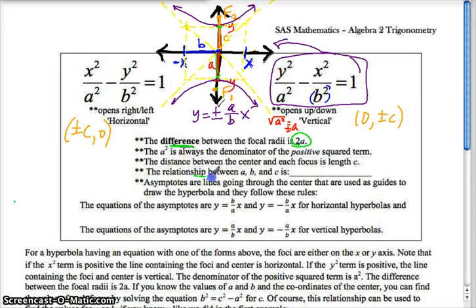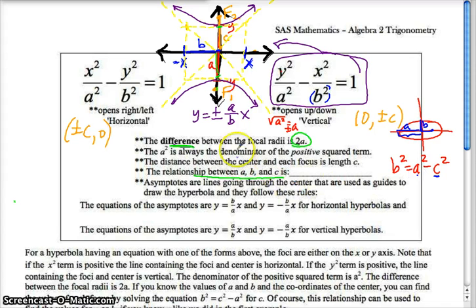So I've gone through this. The final thing we need to look at is the relationship between a, b, and c. If you recall, in an ellipse, it was b squared equals a squared minus c squared. Now, why is that? Well, in an ellipse, you had your b, which was your minor axis. You had your a, which was your major axis, and then you had your c, which was from the center to the foci. So what was the longest part here? It was your major axis, because the foci were on the inside of the ellipse. So c is smaller than a.